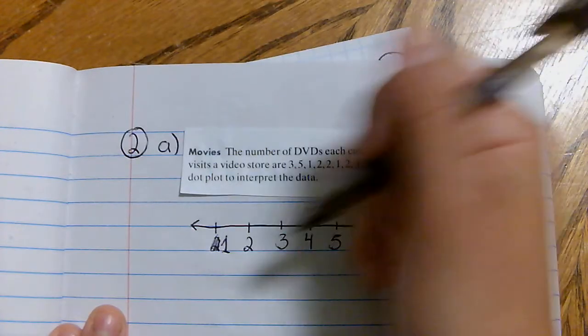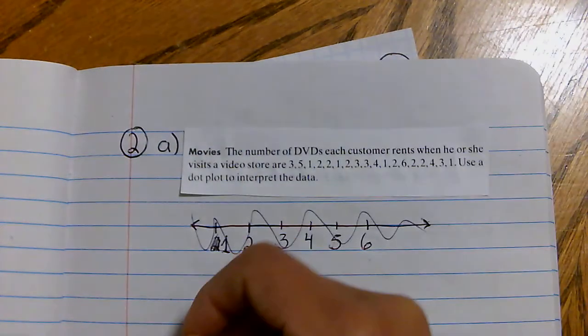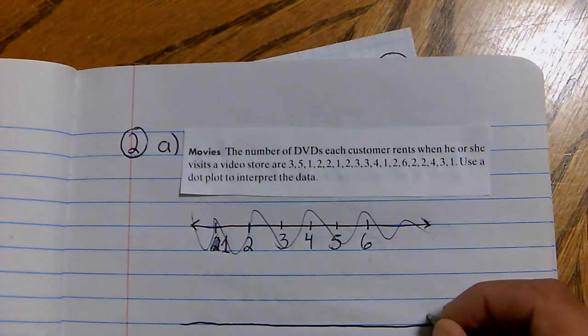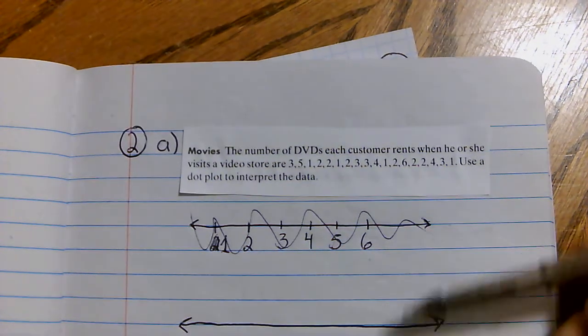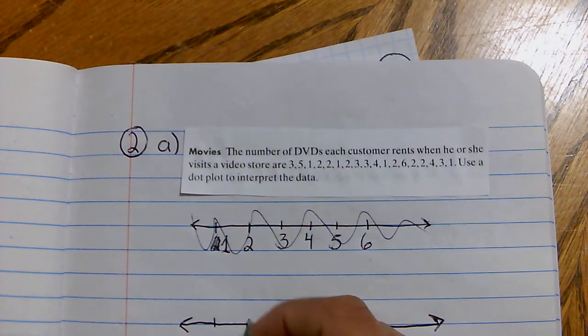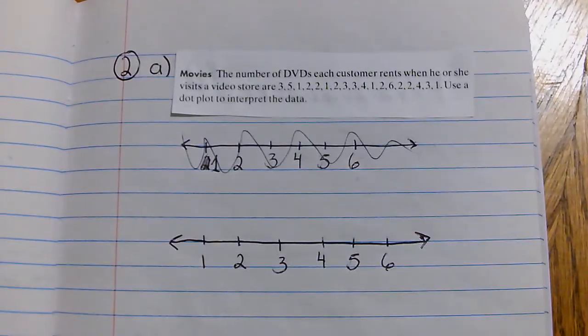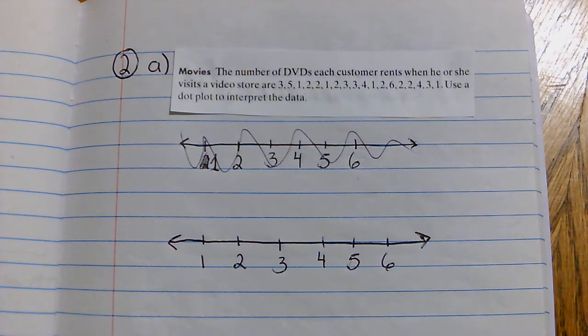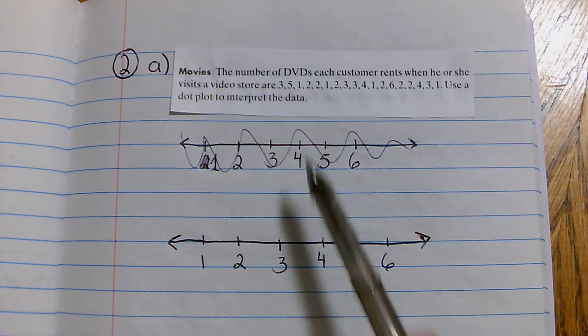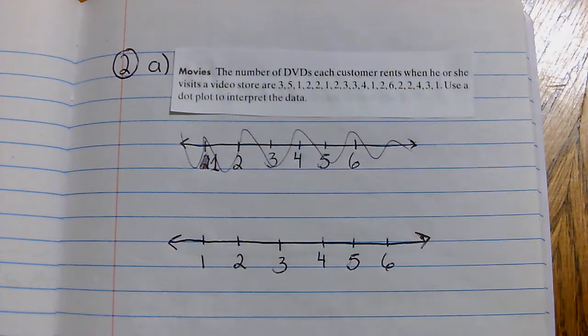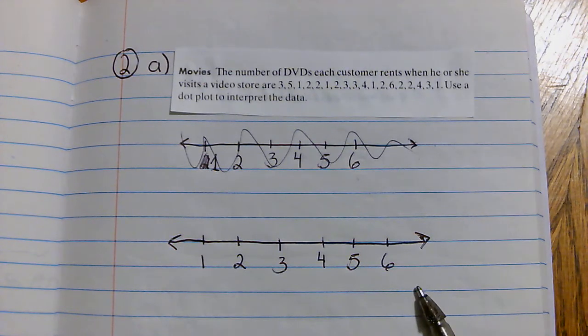Oh, and you know what? I need to bring this down a bit. Sorry, guys. Definitely don't have enough space. Give yourself enough space to do this because I am going to be working kind of like above it. There we go. That's a little bit better. Alrighty. So, it's very important to put everything in between the lowest and the highest, even if it doesn't occur in the data set. So let's say, for example, for some reason, nobody rented 2 DVDs. I would still include it because it's in between 1 and 6.